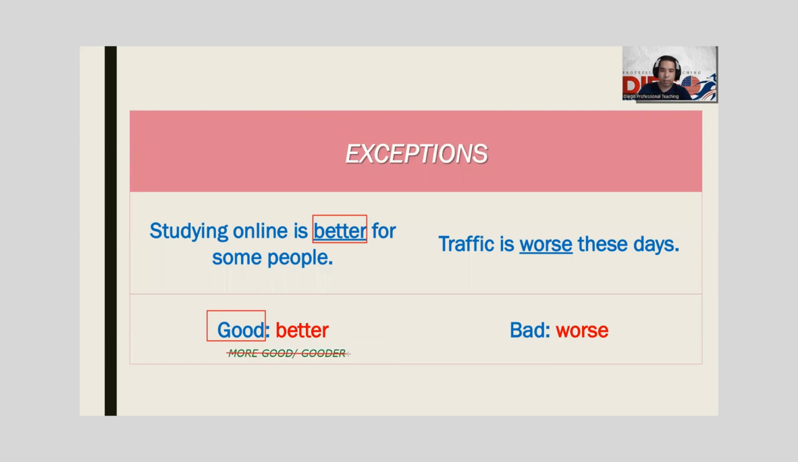So we have to erase this. And the way is better. And in this second example, traffic is worse these days. Okay? It's worse than the past. In the present, it's worse. What is worse is the comparative for the word bad. So we don't say, like, following the rule, badder or more bad. We don't say that. We have to use the word worse. Okay? These are the exceptions that you have to memorize.